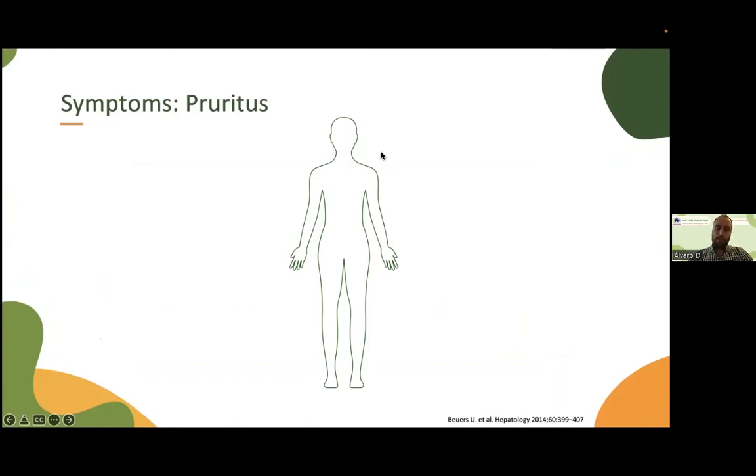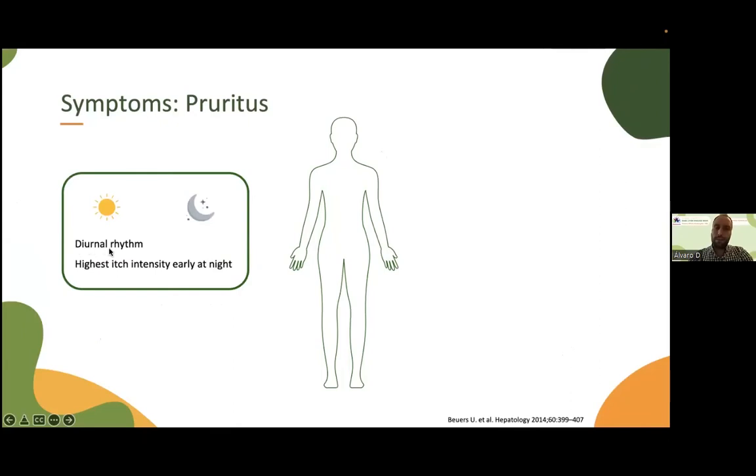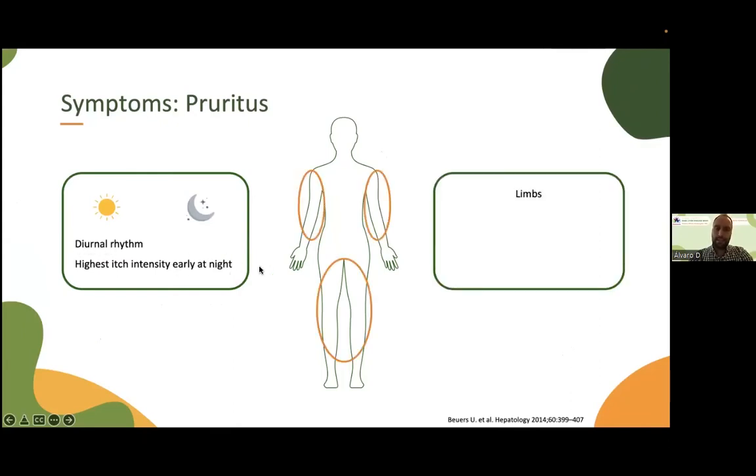But as pruritus is a very limiting symptom that appears in a high percentage of patients, it's important to know the characteristics of this pruritus. First, it has a diurnal rhythm, and the highest itch intensity appears early at night. This pruritus may appear in the limbs, it may appear also in the palms of the hands, in the soles of the feet, and also it can be generalized.